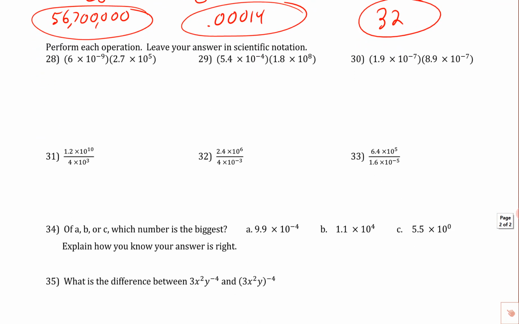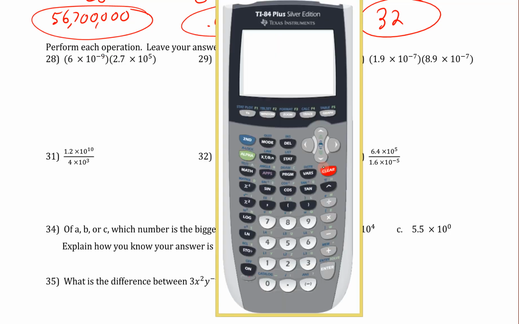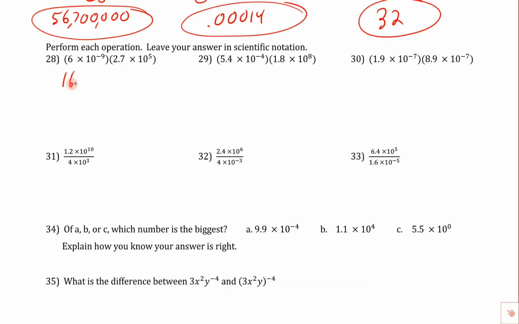So I'm going to pull this up, and here's what we do. I'm going to multiply these two numbers together. I'm going to do 6 times 2.7. So 6 times 2.7. So we hit enter, and we get 16.2. So 16.2. Let's figure out what the power of 10 is here. We've got negative 9 and 5, so we put those together, we get negative 4.